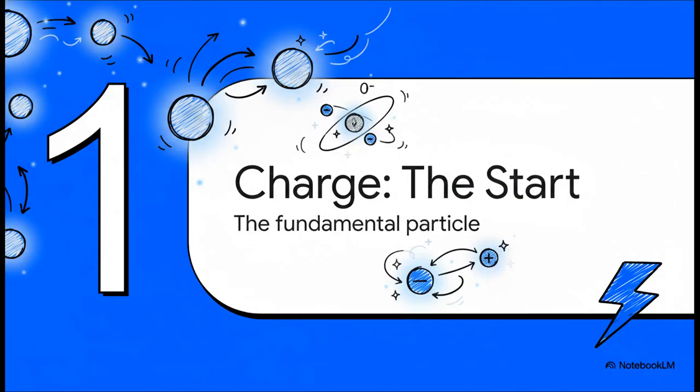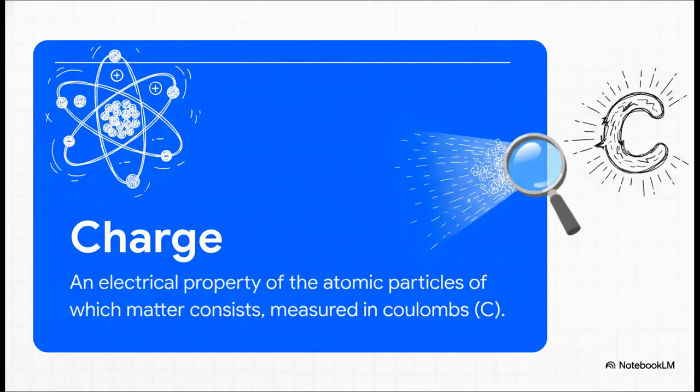So to understand this language, we've got to start with the most basic word, the absolute foundation of all things electrical, and that word is charge. So what even is it? Well, charge is just this fundamental electrical property that the tiny little particles making up all matter have. You know, like electrons, which have a negative charge, and protons, which have a positive one. This property, which we measure in something called coulombs, is really the hero of our story today.